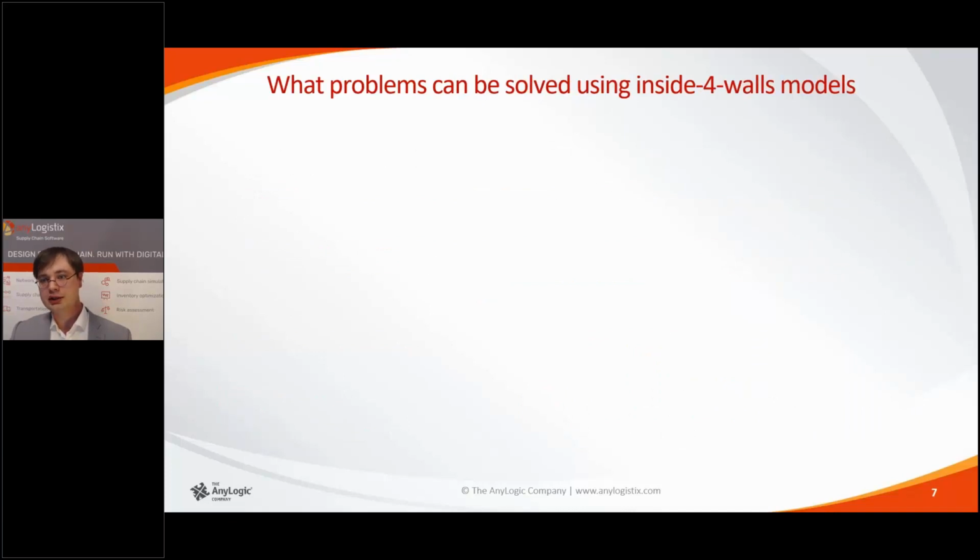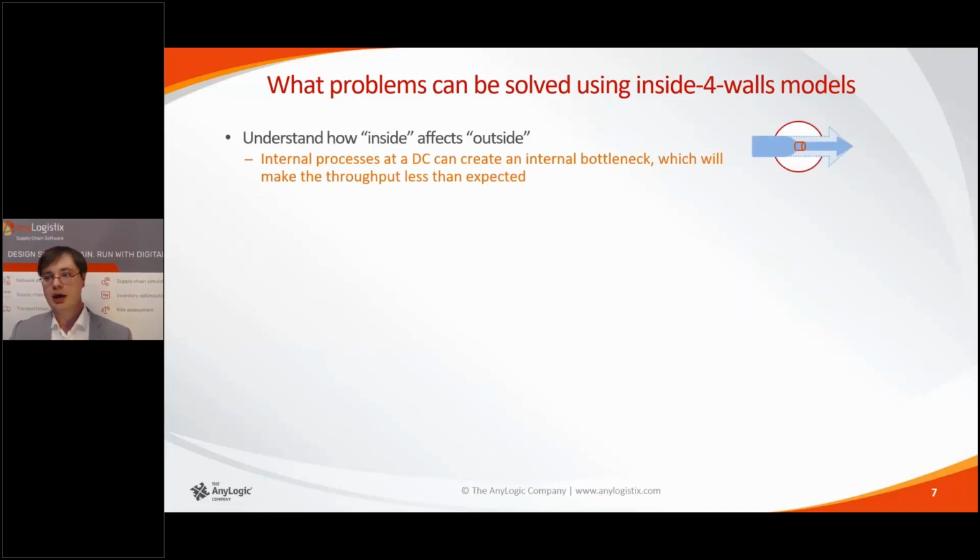When should we use Inside-4-Walls models, and what problems can we solve with them? First of all, we can understand how our internal behavior affects the whole system, in terms of the performance of this object within the system. For example, if we have a distribution center with some throughput on paper, when we model the internals, we can find out that there is an internal bottleneck which will make the actual throughput much less than we expect.